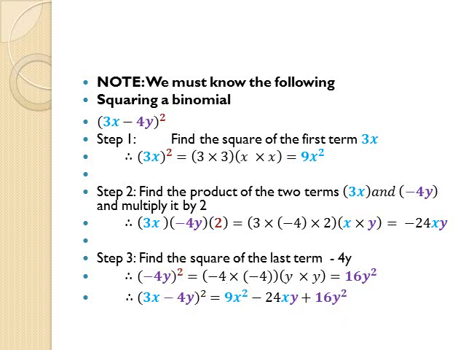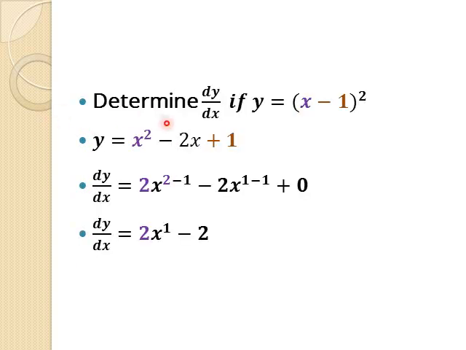So this is what we're going to be looking at, finding the first derivative. Determine the derivative of y with respect to x if y equals (x minus 1) squared. First we have to multiply out and find the product. So x times x gives me x squared. x times minus 1 gives me minus x, times 2 becomes minus 2x. And negative times negative becomes positive, 1 times 1 becomes 1.